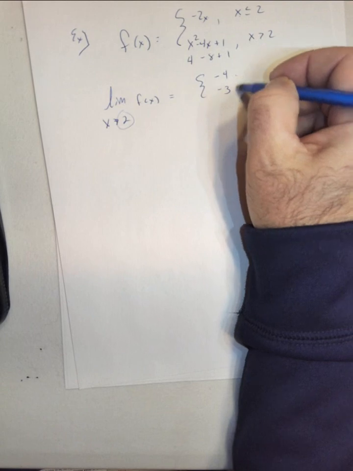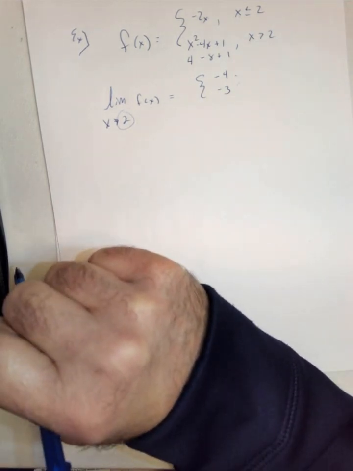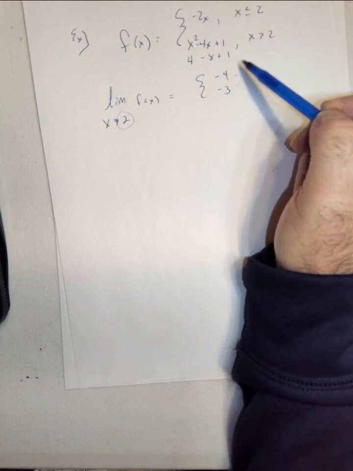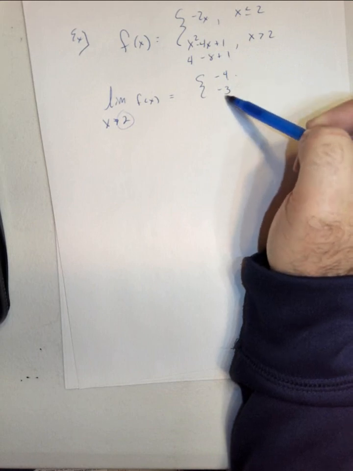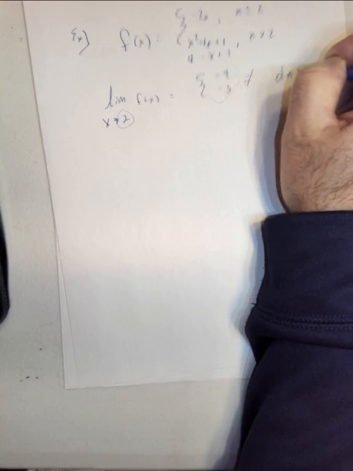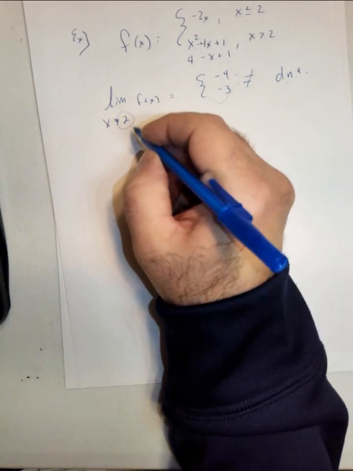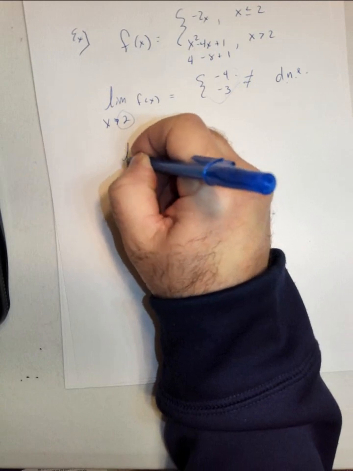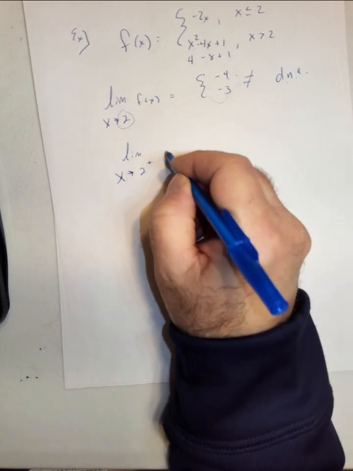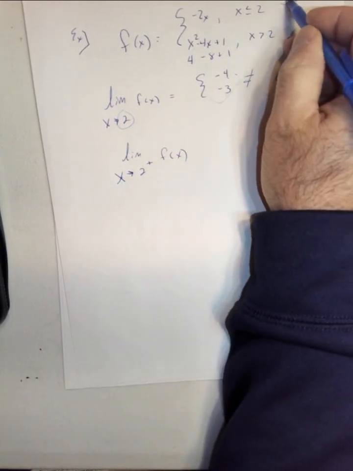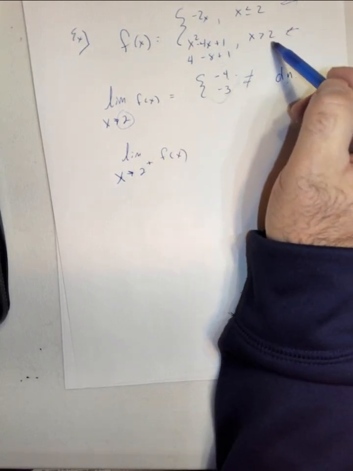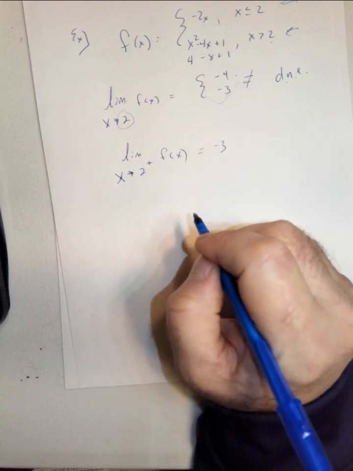Okay, so because these two are different at 2, right? When we're coming from the left, we're approaching -4. When we're coming from the right, we're approaching -3. Those are not equal, so the limit does not exist. If we were just looking at the limit as x approaches 2 from the right, that would be looking at this one, right? Because that's to the right, so coming from the right, what are we approaching? That answer would be -3.